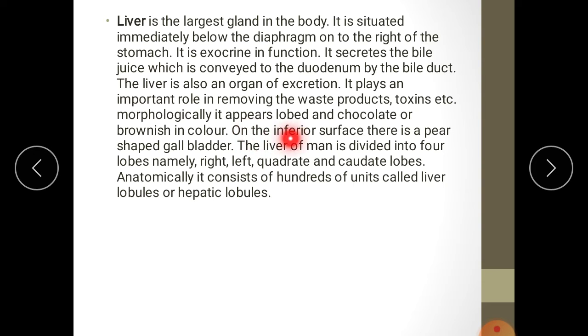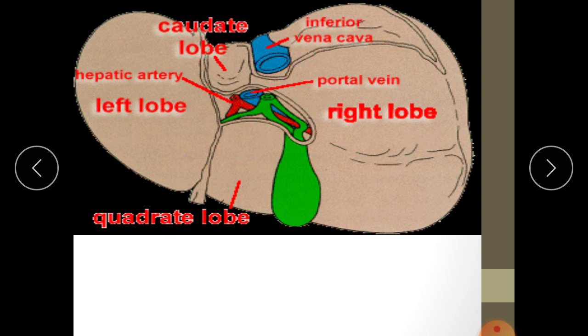So on the inferior surface, there is a pear-shaped gallbladder. The liver of man is divided into 4 lobes, namely right lobe, left lobe, quadrate and caudate lobes. Here you can see the 4 lobes. This one is the left lobe. This is the right lobe.